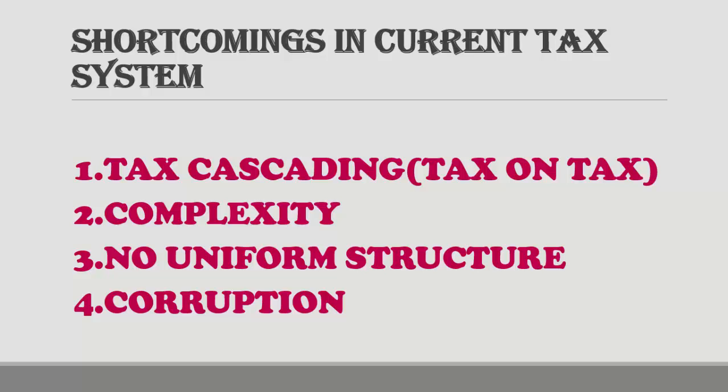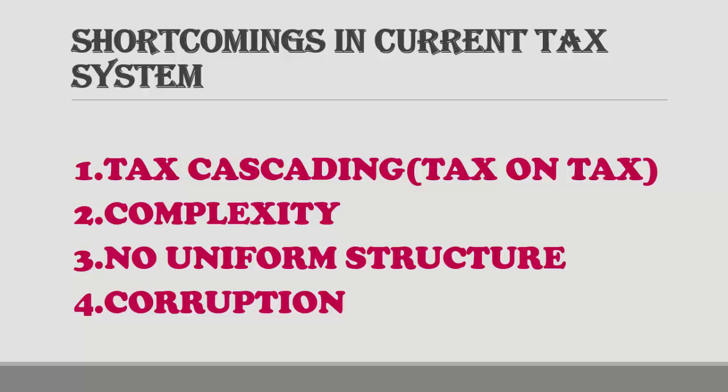Because we have got certain shortcomings in our current tax system. Number 1, tax cascading effect. What is tax cascading? Tax cascading is when we are paying tax on tax. For example, I am buying a product for let's say rupees 100. Now I have to pay excise duty on it, let's say 12%. Further, I will be paying VAT on it, let's say 10%. Now I will be paying VAT on 112 instead of rupees 100. So here I am paying tax on tax.